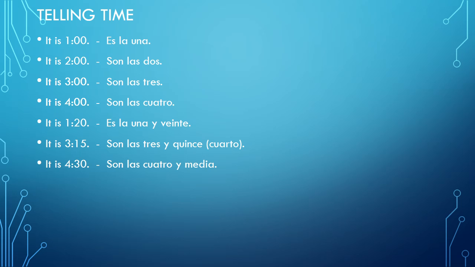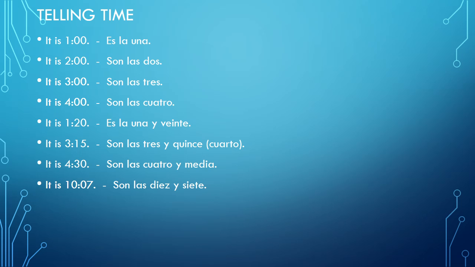At 4:30, son las 4 y media. So media means half. So we would never really say son las 4 y 30. That's the one exception to everything. You would say it's 4 and a half. It's son las 4 y media. So here's one for you. How do you think you'd say it is 10:07? So all you're going to do is say son las 10 y 7. It is 10 and 7. So that's easy enough. When it's from 1 past the hour to 30 past the hour, it's a little easier.